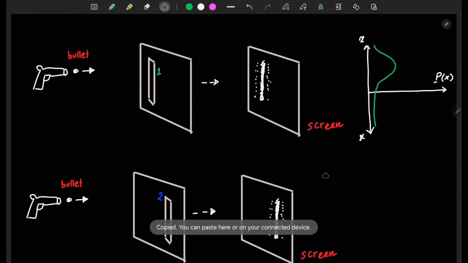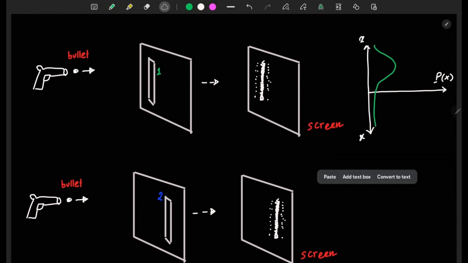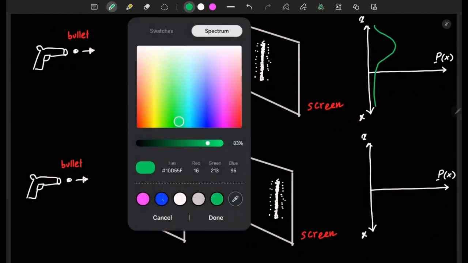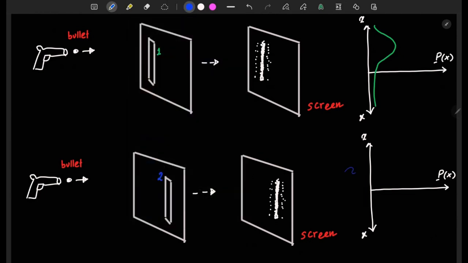Let's just be lazy and paste my work here. Now the graph changes a little bit, and I want you to try to guess what the graph shape is going to be like before you see it. You have nothing on the left of this screen, and most of the bullets end up on the right. So basically you have a mirror image of the graph that we had before.